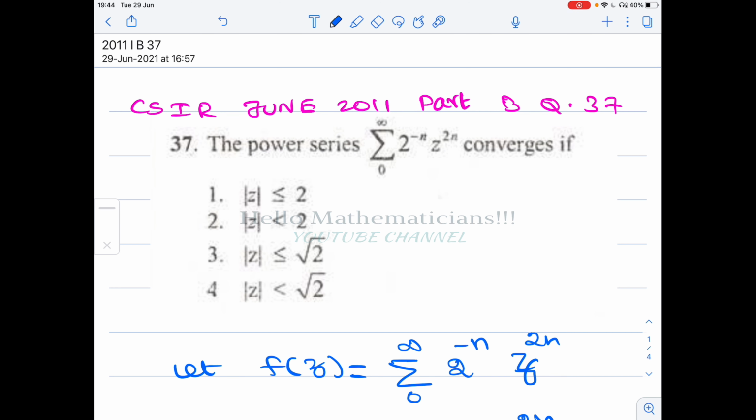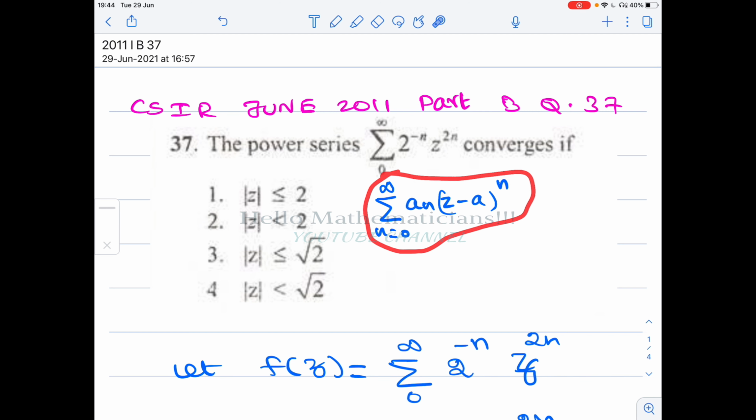Let me explain. A general power series looks like this: summation n equal to 0 to infinity a_n (z minus a) whole power n. This is how a general power series looks. We say that this power series is expanded around the point a. Now if you noticed, our given power series is expanded around the origin. So basically it is z minus 0, but they don't write minus 0.